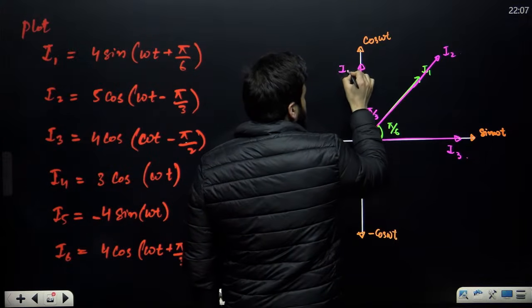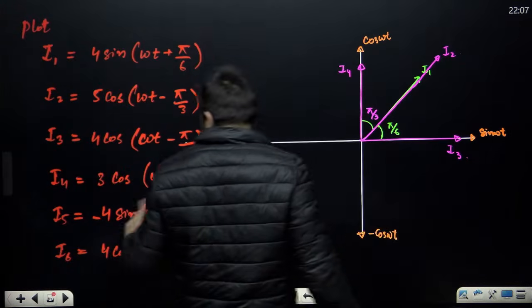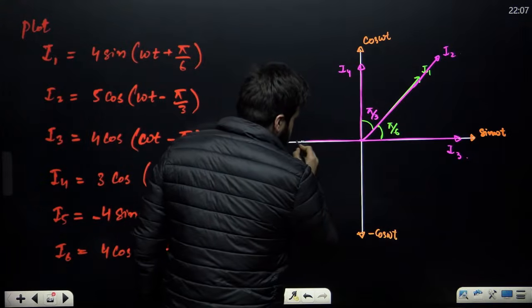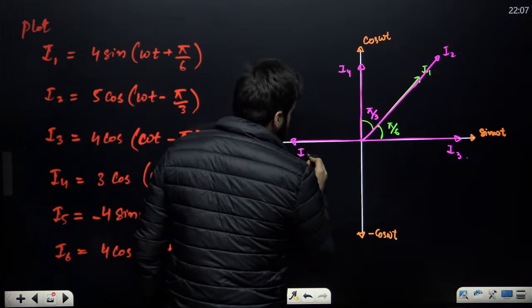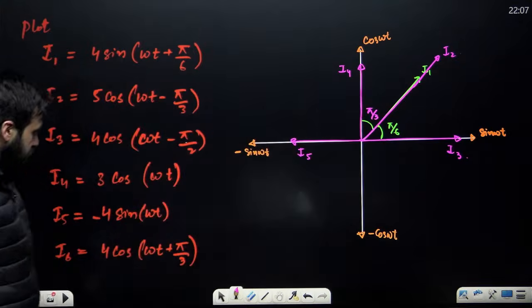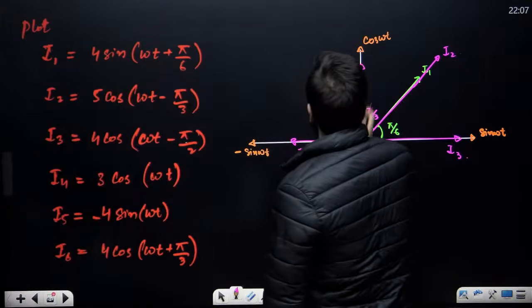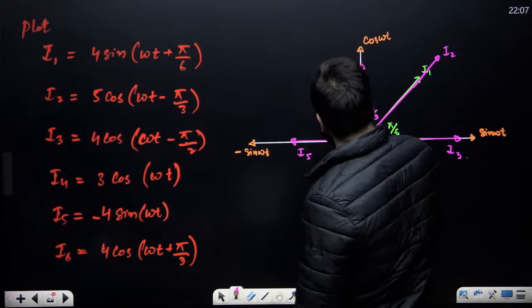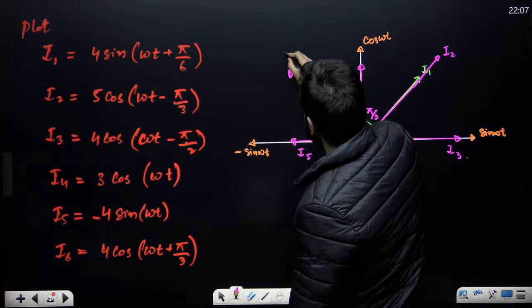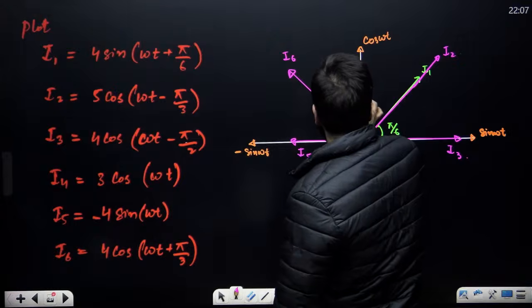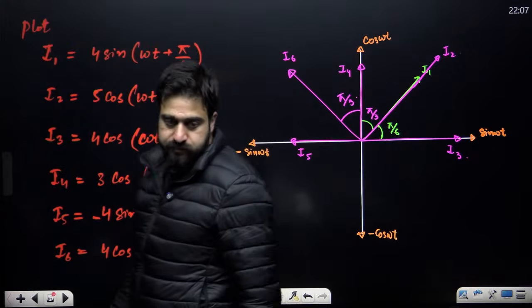So this is I4. It is along cos only, plus minus nothing. Minus 4 sine omega t will be this. This will be I5 along minus sine omega t. 4 cos omega t plus pi by 3. Guys, this is cos omega t. Plus pi by 3 means anti-clockwise. This will be I6, and pi by 3 means this angle, and that is 60 degrees.